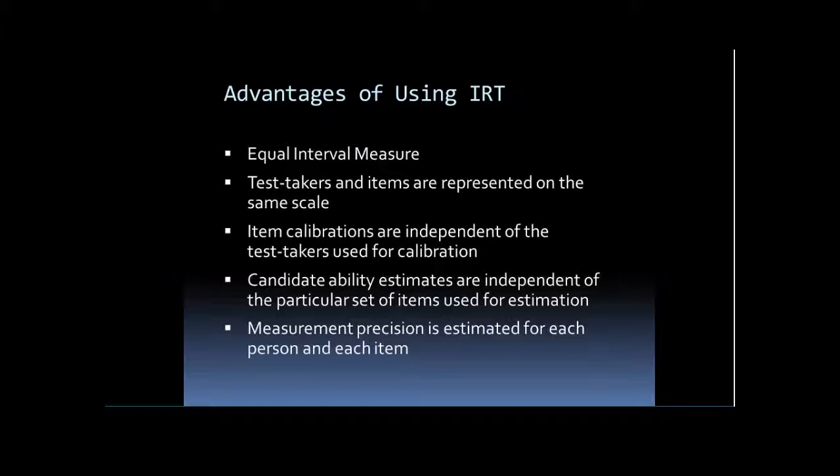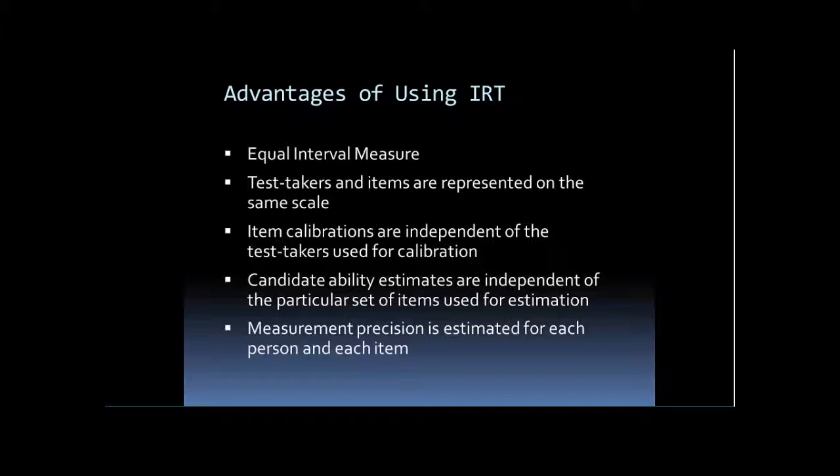Now, a really nice thing is item calibrations are independent of the test takers used for calibration. This is a relatively new science. It used to be that if we had a set of items and they were going to be relative to a group of people, we actually had to re-look at those items on each group of people. But IRT lets us separate that out, and we'll talk about that in a little more detail in the next few minutes.